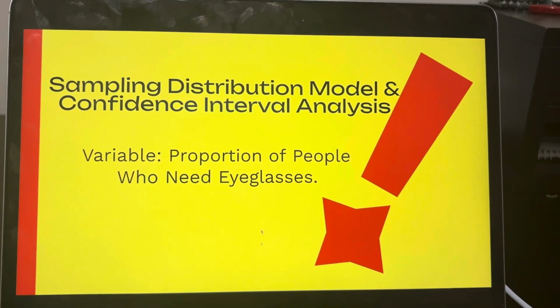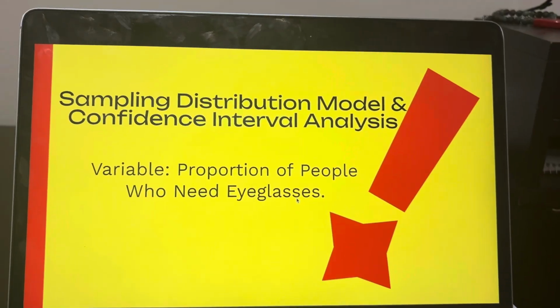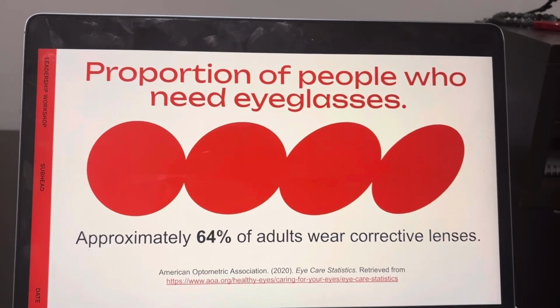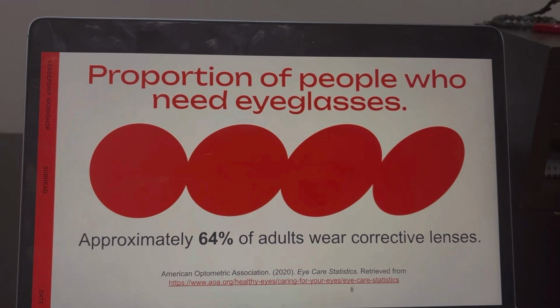Hello guys, my name is Simon Tang and we'll be doing the sampling distribution model and confidence interval analysis with the proportion of people who need eyeglasses. Approximately 64% of adults wear corrective lenses or eyeglasses. We chose to research the proportion of people who need eyeglasses according to the American Optometric Association of 2020. This statistic was also supported by the Vision Council 2019 Vision Watch Consumer Survey.